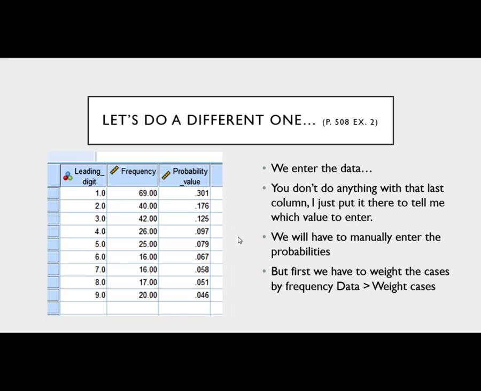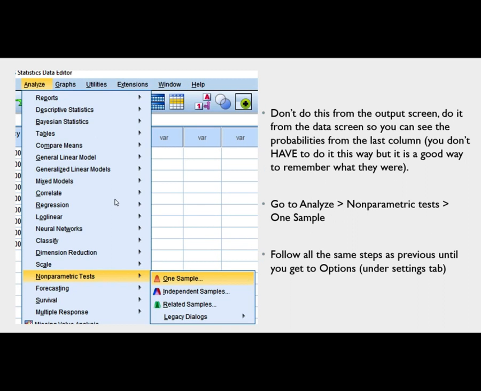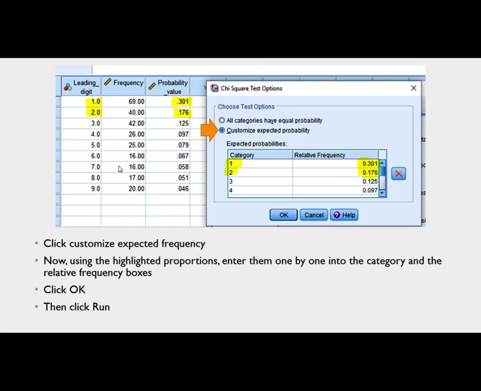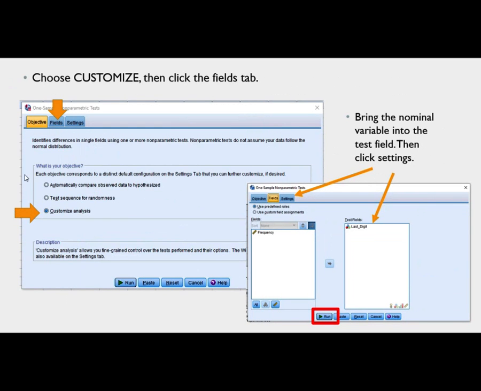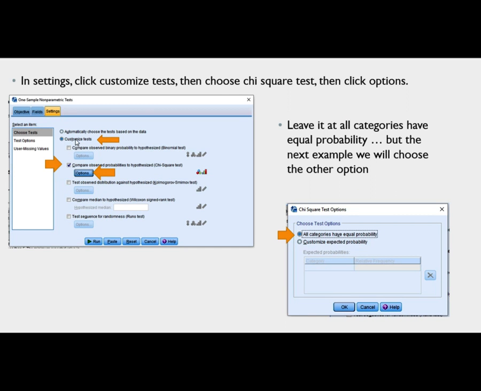You can do your stats from the output screen or the data screen. Stay in the data screen like I've done here. You can see the numbers back there. Go to Analyze, Nonparametric Tests, One Sample. You're going to follow all those same steps as the previous. You're going to get that first tab, second tab. I can go back and show you. You're going to go Customize, then we'll go to Fields. You're going to go to Customize and then hit Options. And then instead of that, you're going to click Customize Expected Probability.